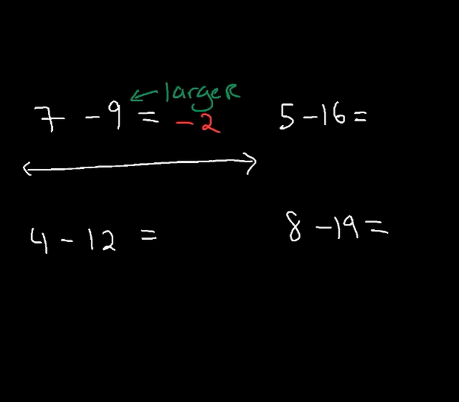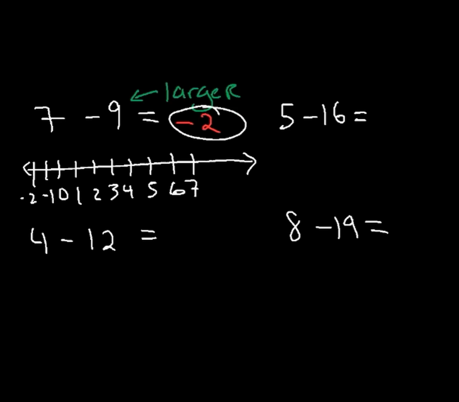If you start from 7 and travel 9 units to the left, let's count it. 1, 2, 3, 4, 5, 6, 7, 8, 9. So this will be 6, 5, 4, 3, 2, 1, 0, negative 1, negative 2. So we get that answer. 5 minus 16, you should get negative 11. 4 minus 12 is negative 8. And 8 minus 19 is negative 11 as well.